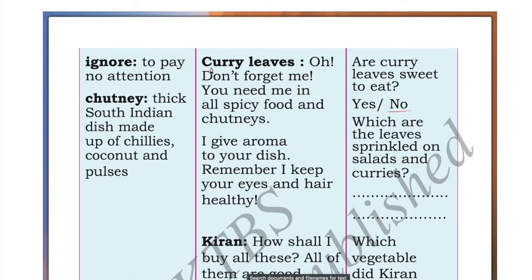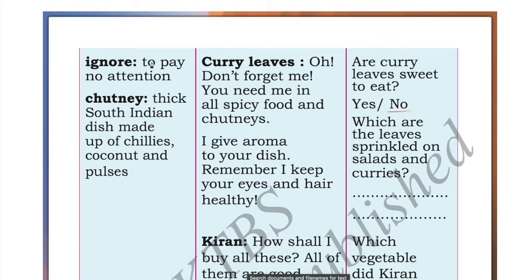Next vegetable, which is curry leaves. What do you think curry leaves are? Curry leaves are nothing but karbevin soppu. Oh, don't forget me. You need me in all spicy food and chutneys. I give aroma to your dish. Remember, I keep your hair and eyes healthy. Okay, so here we have curry leaves. And what are curry leaves telling us? Curry leaves are saying that they give nice aroma to all the food.